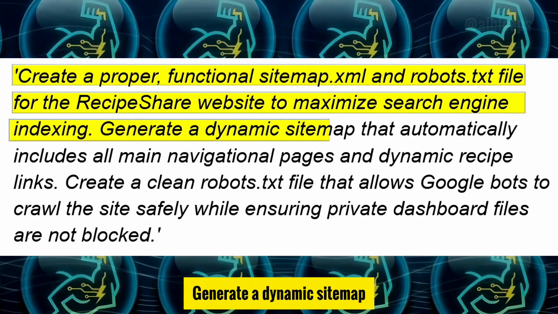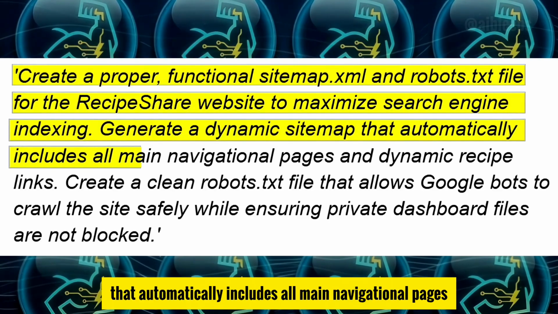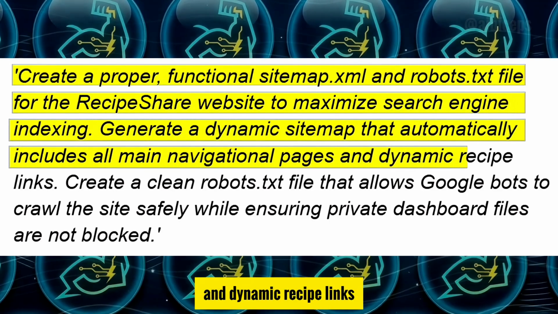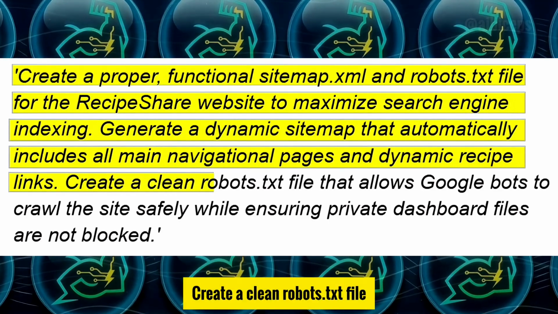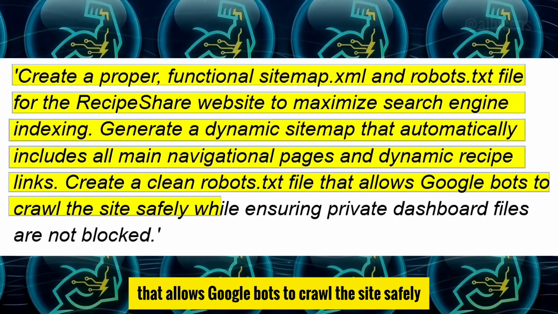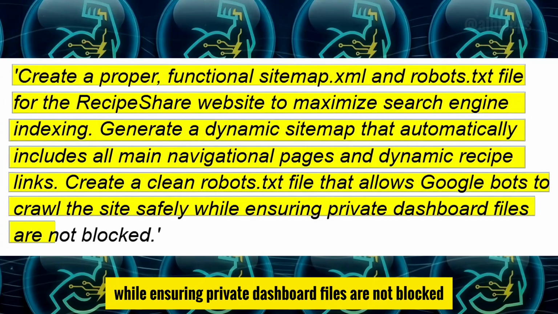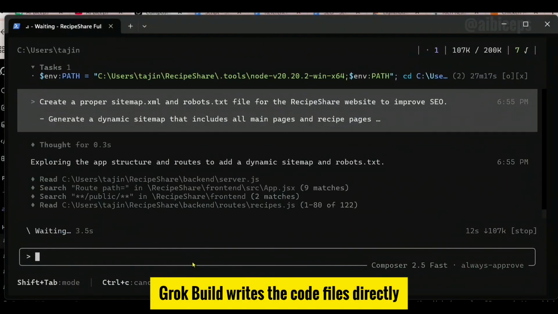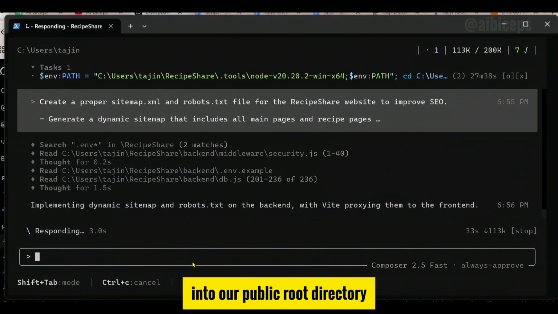Generate a dynamic sitemap that automatically includes all main navigational pages and dynamic recipe links. Create a clean Robots.txt file that allows Googlebots to crawl the site safely while ensuring private dashboard files are not blocked. Grok Build writes the code files directly into our public root directory.